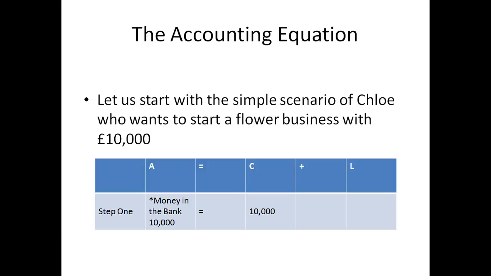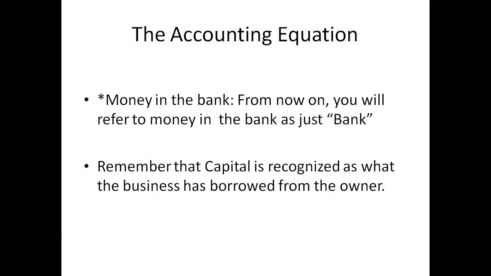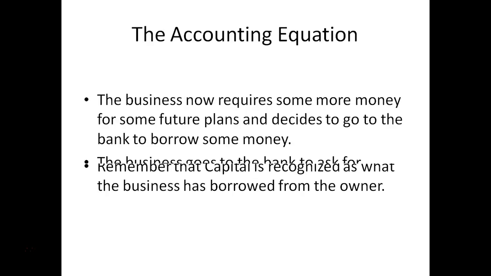Now, I've put an asterisk on the money in the bank. From now on, we're just going to refer to it as bank. If, for example, the money wasn't put in the bank and it was put in a cash till, then it would just be cash. So there are two different accounts, but they're both assets. One is in a bank account and the other is in a cash account, a till, with direct accessibility. So they're both assets, two different forms. And we've already discussed what capital is. Okay, let's move on.